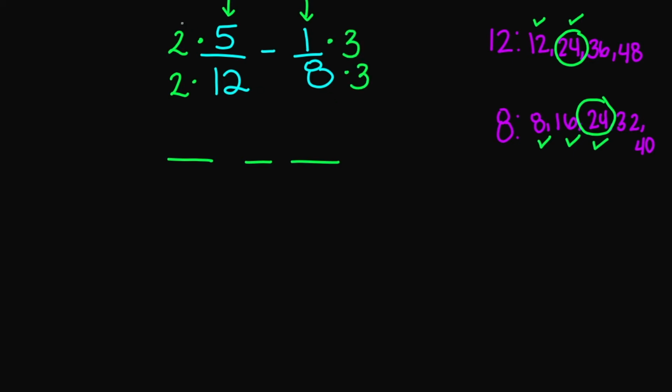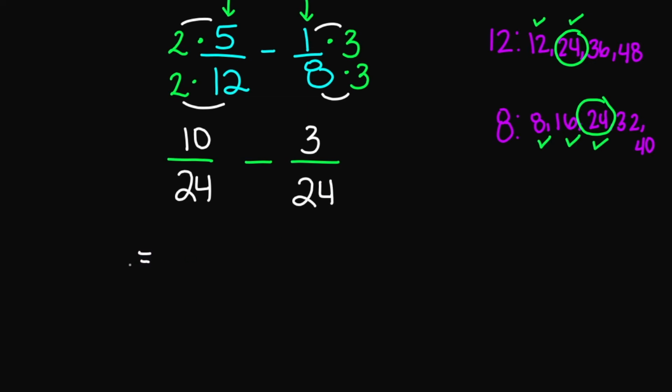Now we're going to multiply. So 2 times 5 is 10. 2 times 12 is 24. Perfect. That's what we're looking for. Minus 1 times 3 is 3, over 8 times 3 is 24. And that's also perfect. That's what we're looking for.